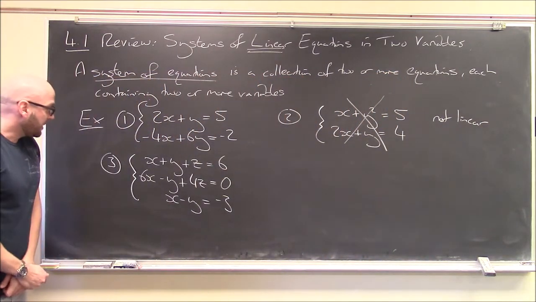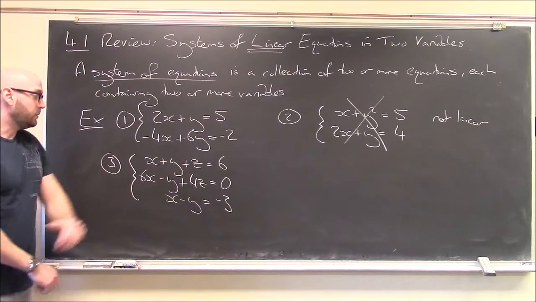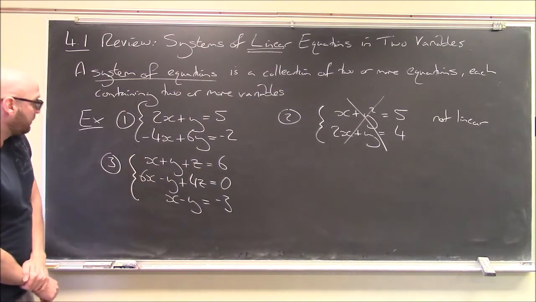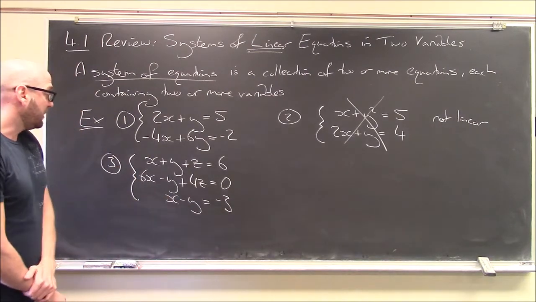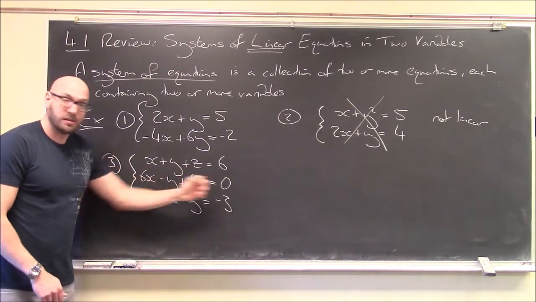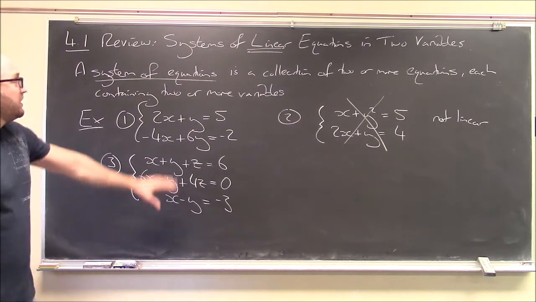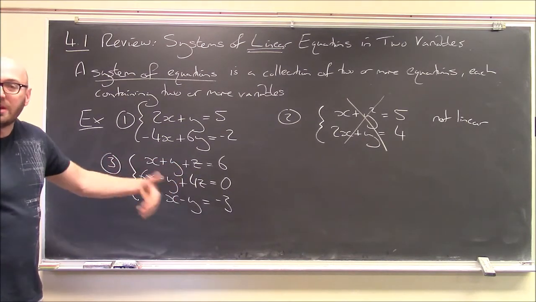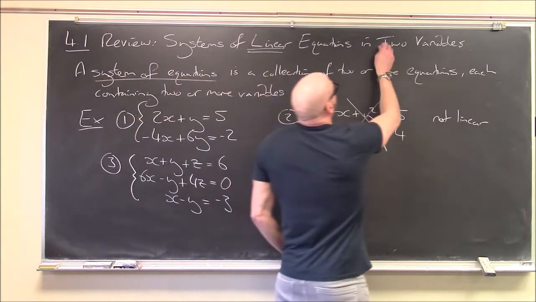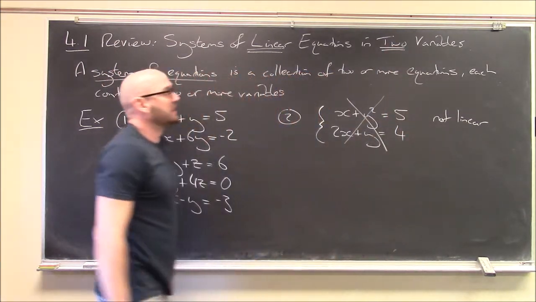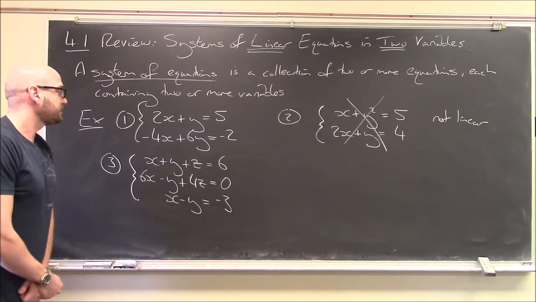And then I've got a third example here: x plus y plus z equals 6, 6x minus y plus 4z equals 0, and x minus y equals minus 3. That is, again, a system of linear equations. Everything in this is linear. But in this example, I have three variables. There's nothing wrong with that. We'll move on to three variables very soon. It's just not our topic for today. We're going to be looking at systems of linear equations in two variables.